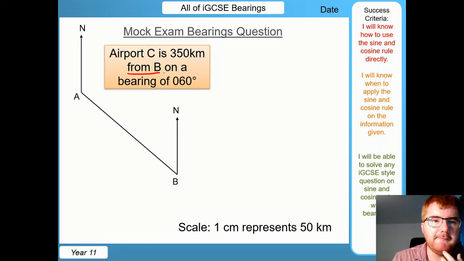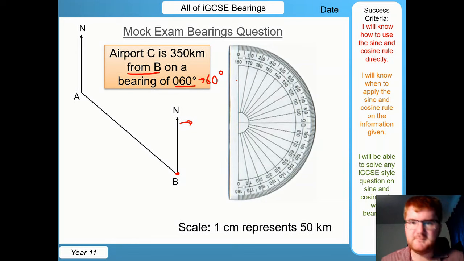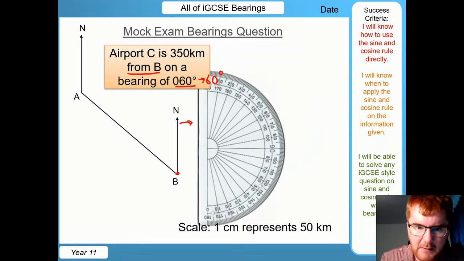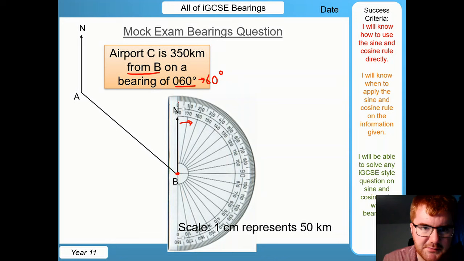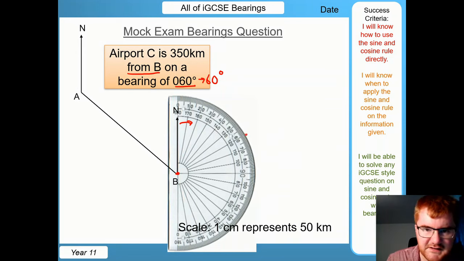Well, we're starting from B. That's really important. So we start at B. We have our north line already here drawn for us, and we're going on the bearing of 060 degrees. That's, of course, the same as 60 degrees. So we're going to go clockwise. We're going to go in this direction, 60 degrees. Now, if we get our protractor, here's a very handy protractor for you, and we put it on the angle, then because we're starting from zero here, we're going to use the outside scale. We go all the way around until we hit 60, like so. I'm going to draw a little dot in there.